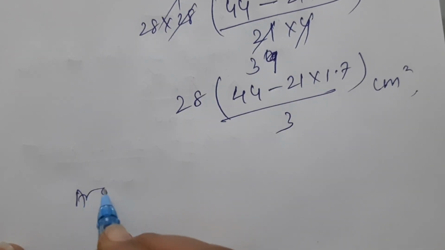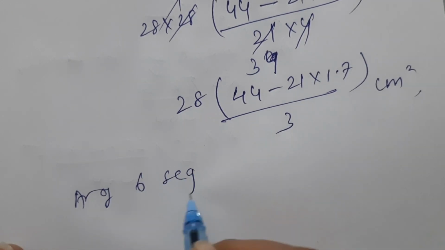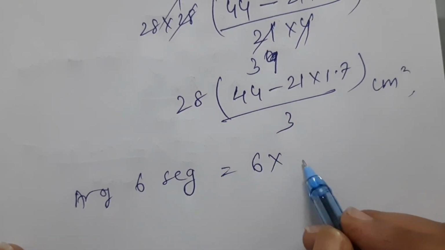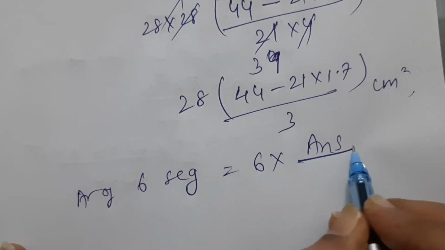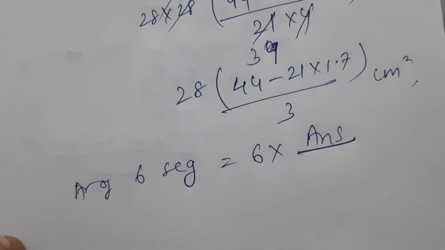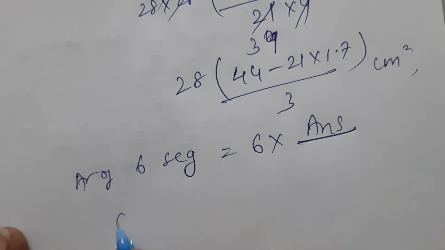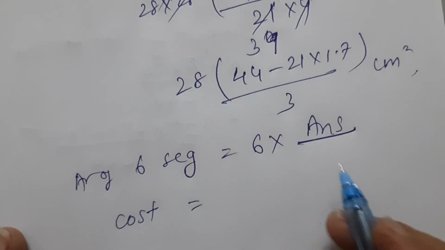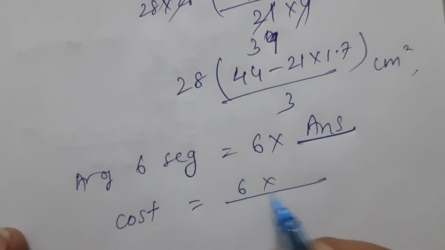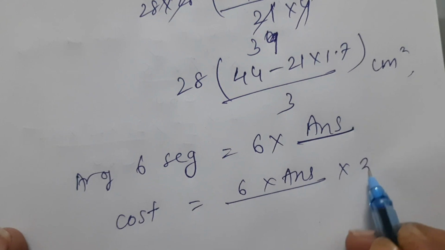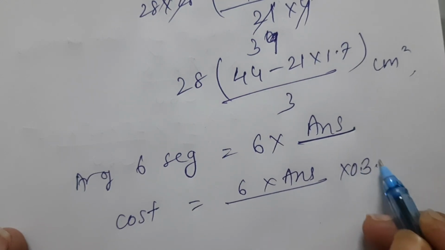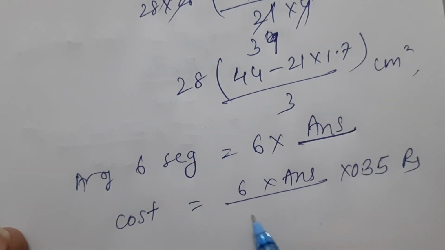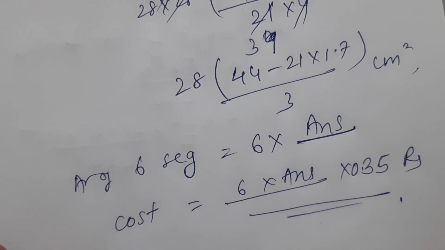Now area of 6 segments, that is 6 multiplied by this whole answer which you got. Now they are asking what is the cost of the design, if it costs 0.35 per centimeter square. So finally we will be calculating cost, which with this final answer we will multiply 0.35. So finally we are going to get the answer in rupees.